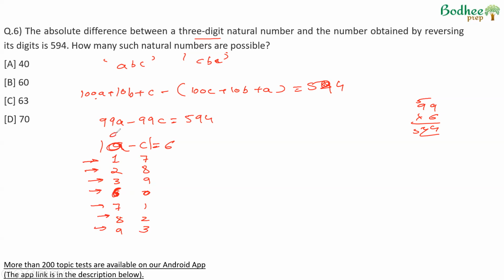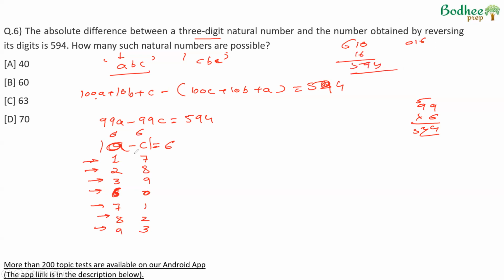I am not taking the case where A is 0 and C is 6, because ABC is a 3-digit number, so A cannot be 0. On reversing, we might not get a 3-digit number at all. For example, we could have 610. On reversing, we get 016, and 610 minus 016 will give us 594.